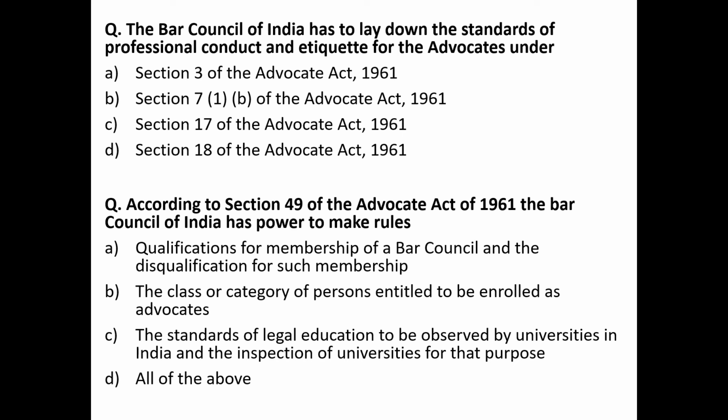Next question. The Bar Council of India has to lay down the standards of professional conduct and etiquette for advocates under Section 7(1)(b) of Advocates Act 1961. Option B. Next question. According to Section 49 of the Advocates Act 1961, the Bar Council of India has power to make rules on qualification for membership of Bar Council and the disqualification for such membership, correct? The class or category of persons entitled to be enrolled as advocates, correct? The standards of legal education to be observed by universities in India and the inspection of universities for that purpose, correct? So the answer will be option D, all of the above.